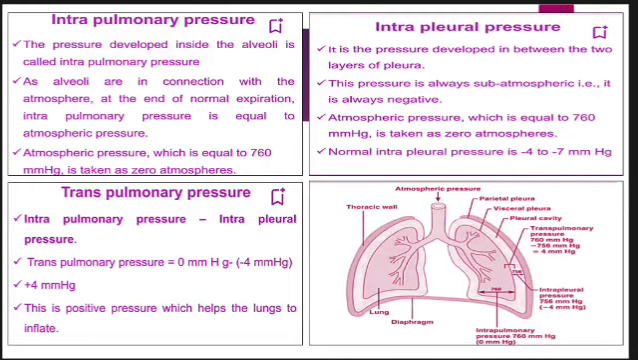The next pressure we want to look at is the transpulmonary pressure. I hope I mentioned transpulmonary pressure. Okay. Transpulmonary pressure refers to the pressure difference of intrapulmonary pressure and intrapleural pressure. Transpulmonary pressure is the pressure difference of intrapulmonary pressure and intrapleural pressure.